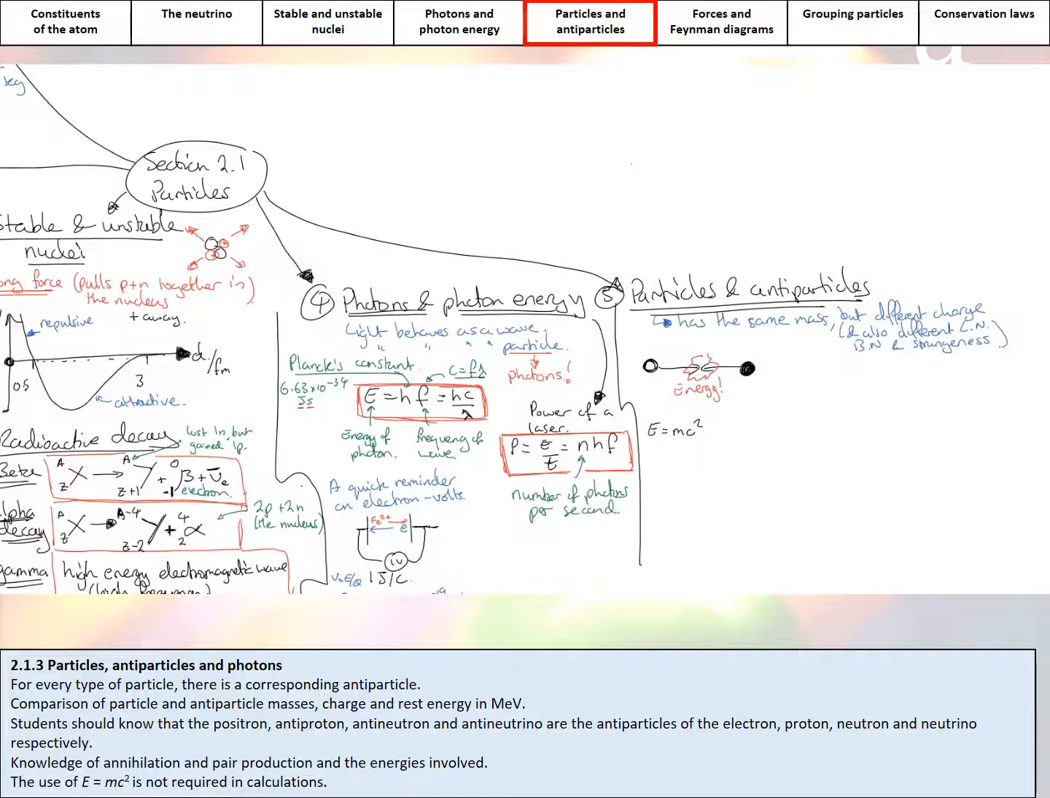In other words, if you have a particle with a lepton number of 1, its antiparticle would have a lepton number of -1. And we'll look at lepton numbers, baryon numbers, charges, and strangeness in the final lesson of this module. But for the moment, when you come across those terms, remember that if a particle has a positive lepton number, an antiparticle will have a negative lepton number. And so you need to take this into account.